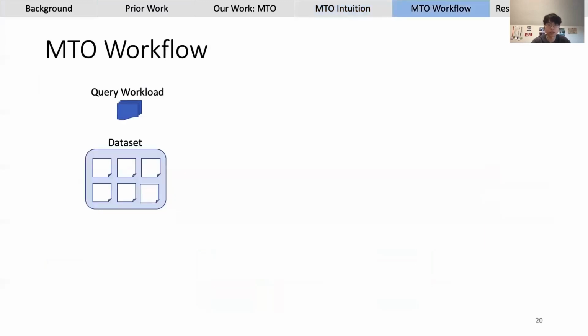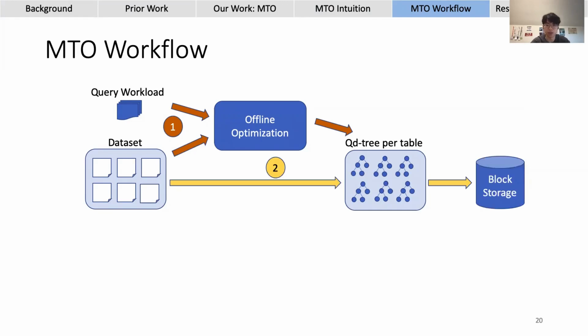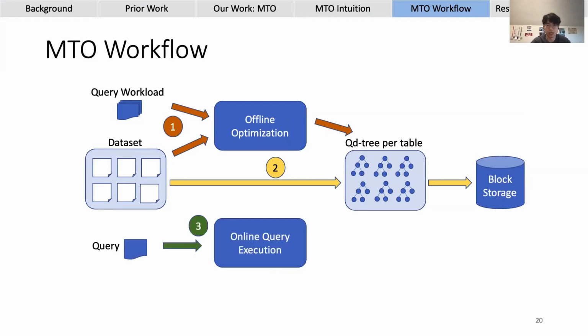So here's the high-level MTO workflow. First, in an offline phase, the MTO optimization algorithm takes a multi-table dataset and a sample of the past query workload as input and creates one QD tree per table, each of which will determine the data layout for one table in the dataset. Then MTO uses the QD trees to assign rows to blocks for each table, then stores these blocks on cloud storage. And then at query execution time, MTO uses the QD tree for each table to determine which blocks need to be accessed from cloud storage and which blocks can be skipped.